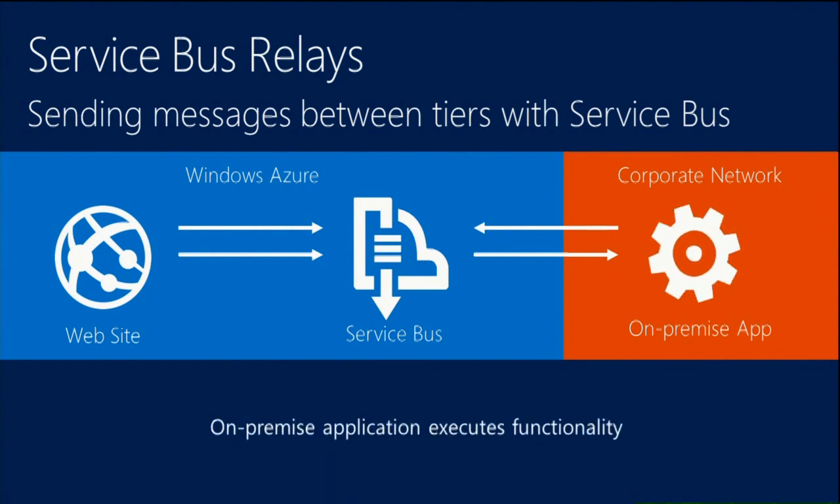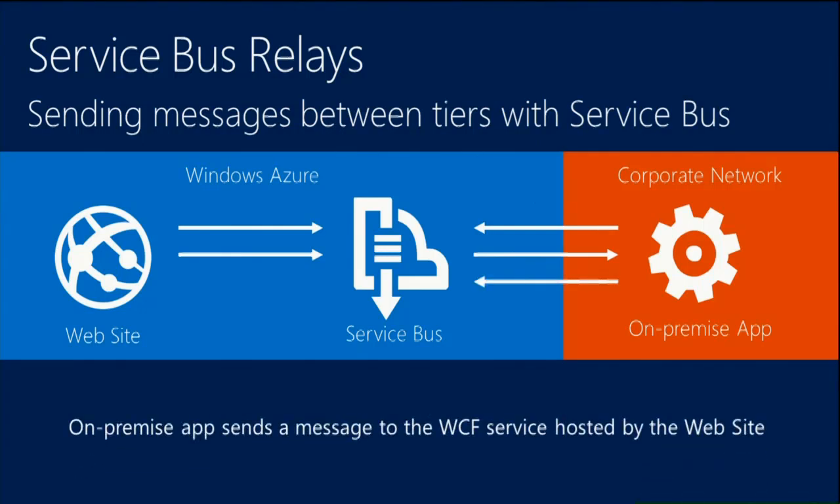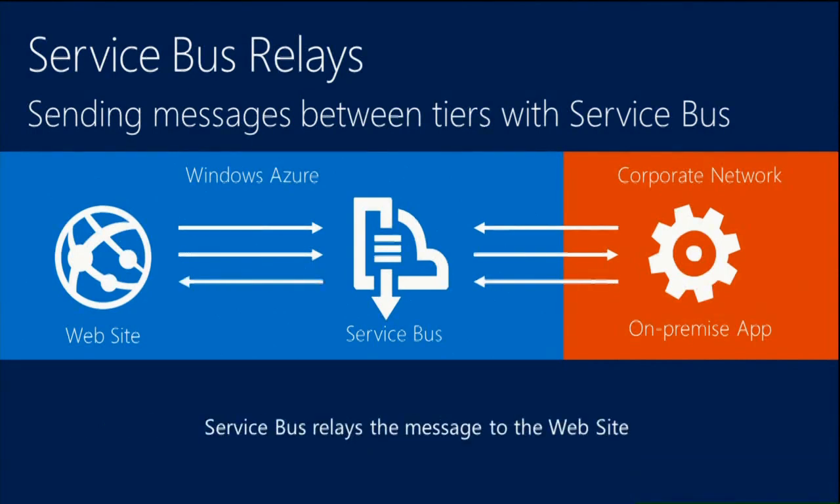Then the on-prem application does some processing of the data, and then it pushes out a message to the service bus. Once the service bus gets this message, it relays this information back to the website because it's a WCF service sitting in the pipeline. Okay? Did the workflow make sense? Or should I go over it again?